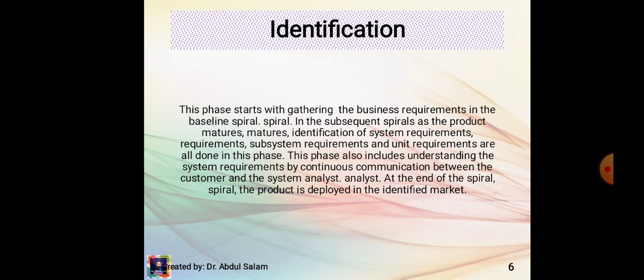Identification. This phase starts with gathering the business requirements in the baseline spiral. In the subsequent spirals, as the product matures, identification of system requirements, subsystem requirements, and unit requirements are all done in this phase. This phase also includes understanding the system requirements by continuous communication between the customer and the system analyst. At the end of the spiral, the product is deployed in the identified market.